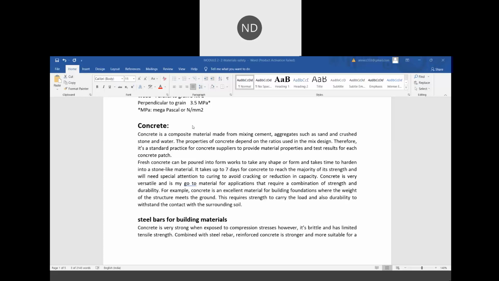So what is concrete? This is nothing but a mixture of cement and aggregate. We have talked about this in the previous classes, I think. Concrete is made up of what? Cement. Then we had aggregates. Aggregates can be either fine aggregate or coarse aggregate.